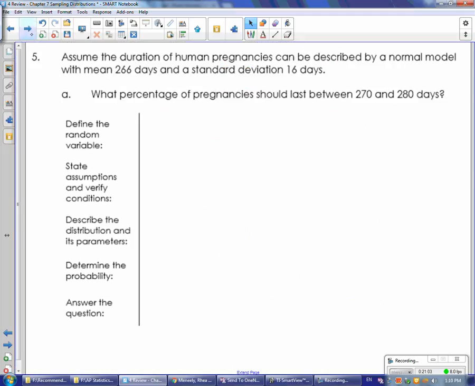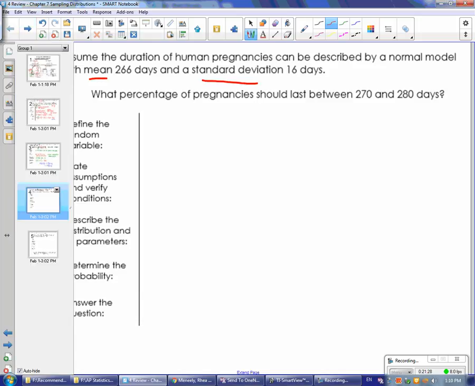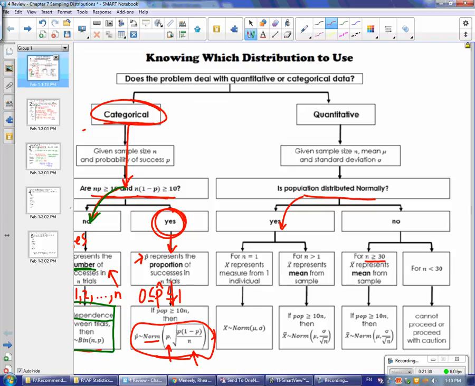Okay. In number 5, now we're completely switching the scenario. It says, assume the duration of human pregnancies can be described by a normal model with a mean of 266 days and a standard deviation of 16 days. So what I've just described to you is the population. The fact that I am describing a population to you is indicative that I'm dealing with quantitative data. The other thing you can tell right away is it's giving you a mean and a standard deviation. So if we go back to our flow chart, it's quantitative.